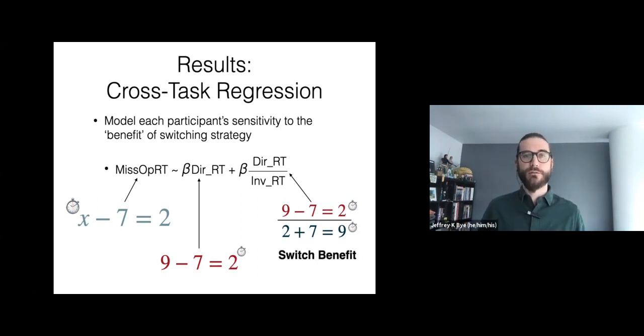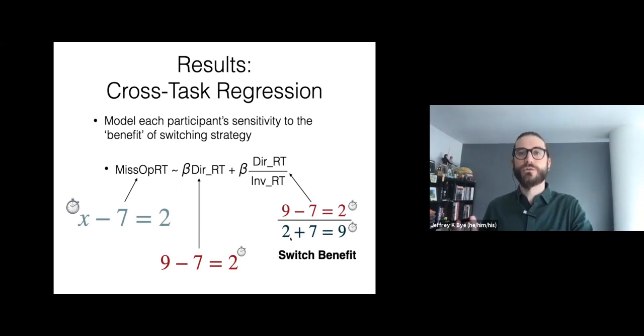And we call this a switch benefit because the greater this number, the greater the numerator, the more of a benefit you would get from switching from direct to inverse. In other words, the more your RT should reduce. So as switch benefit goes up, your RT should go down. So there should be a negative relationship here, assuming you're sensitive to the switch benefit. So you have some flexibility between the two strategies.